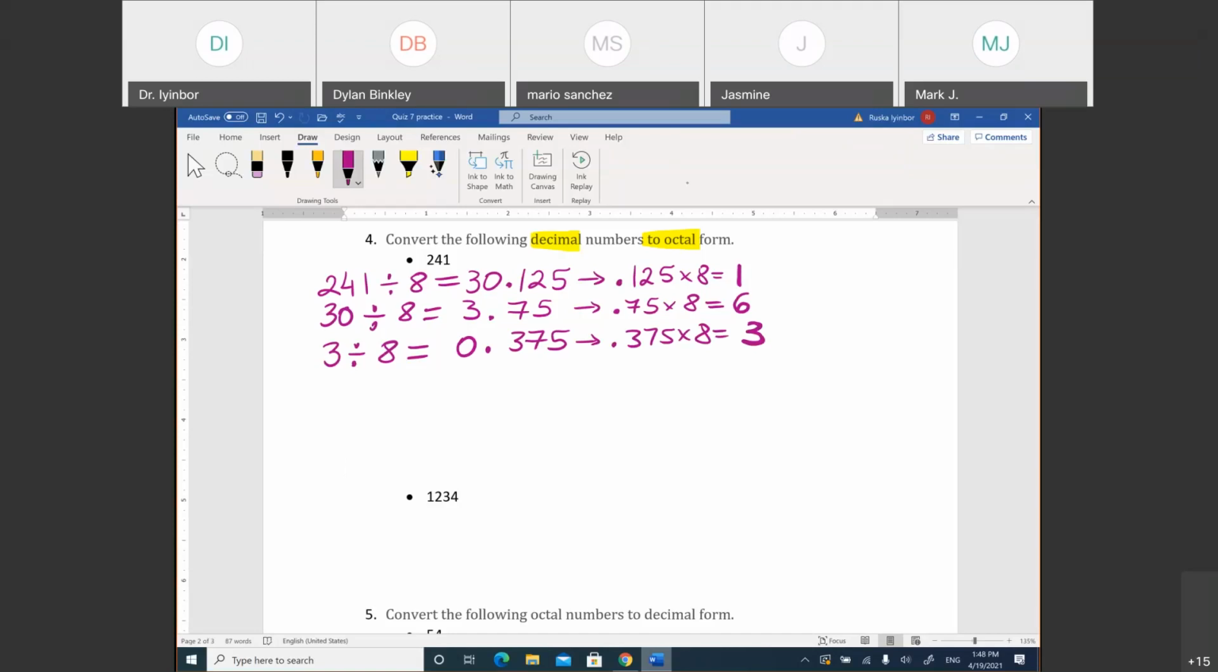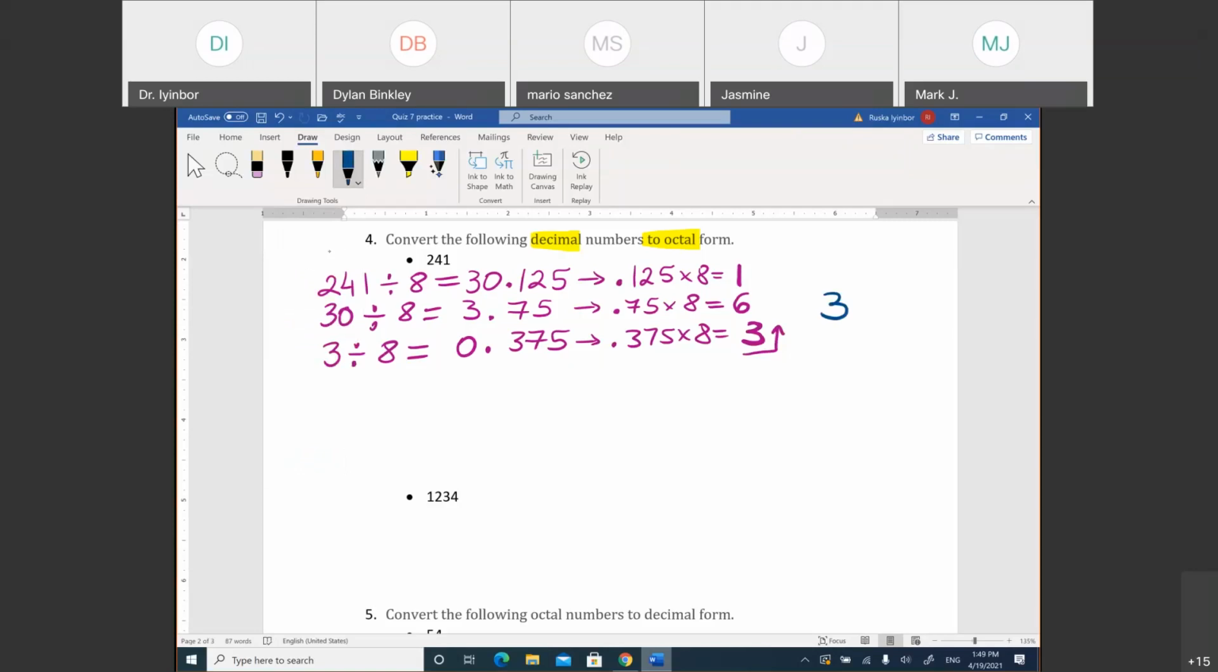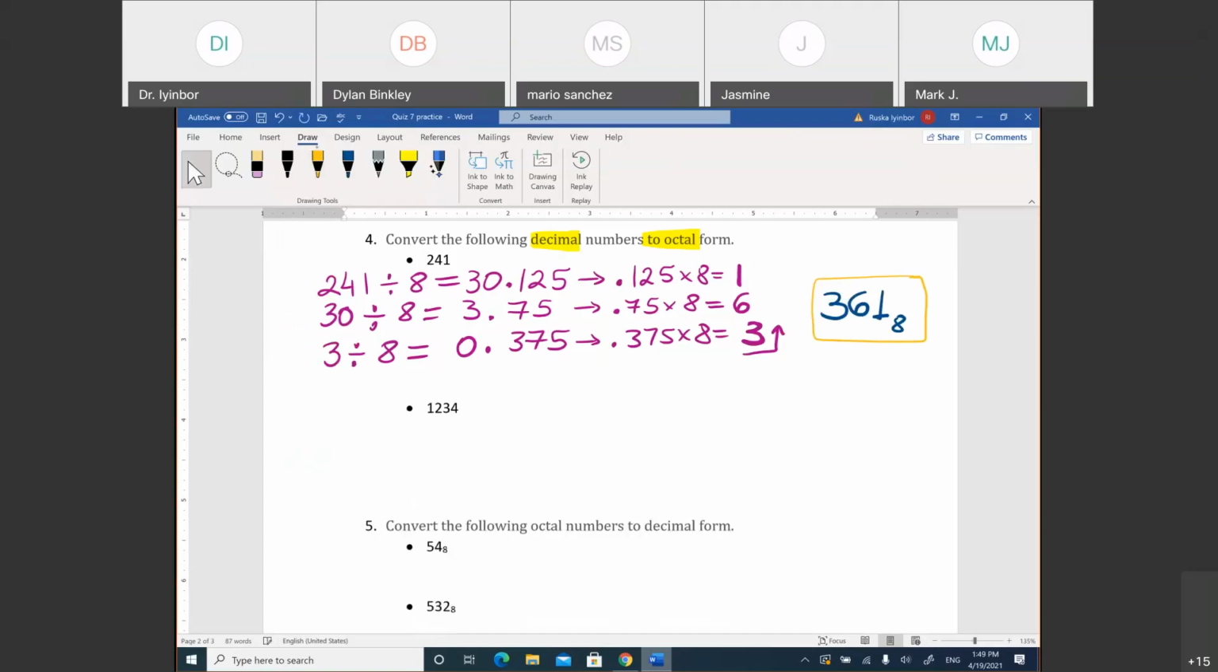Okay, and then where is my answer? You start from the bottom and you go up. So my octal representation of my number 241 in decimal is going to be 361, and make sure you put that little 8, so it's clear that we have an octal number. Okay, any questions? Everybody good so far?